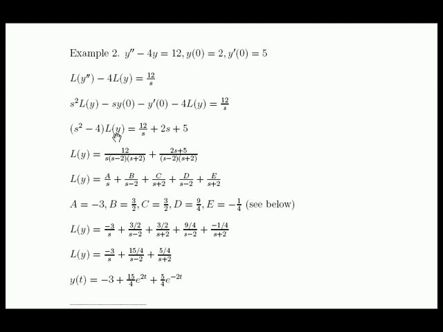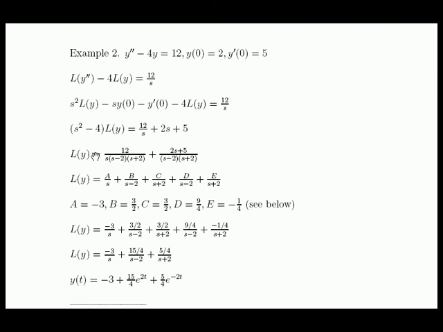And you've got Laplace transform of y equals 12 over s. Well, we factor the s squared minus 4 as s minus 2 times s plus 2, for reasons we'll see in a second. So we have 12 over s times s minus 2, s plus 2. Then I have the other term, 2s plus 5 over s minus 2, s plus 2.